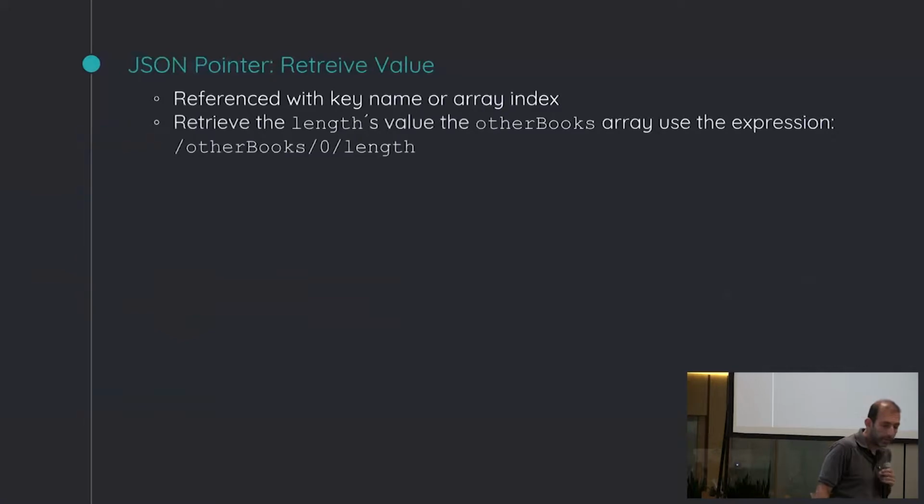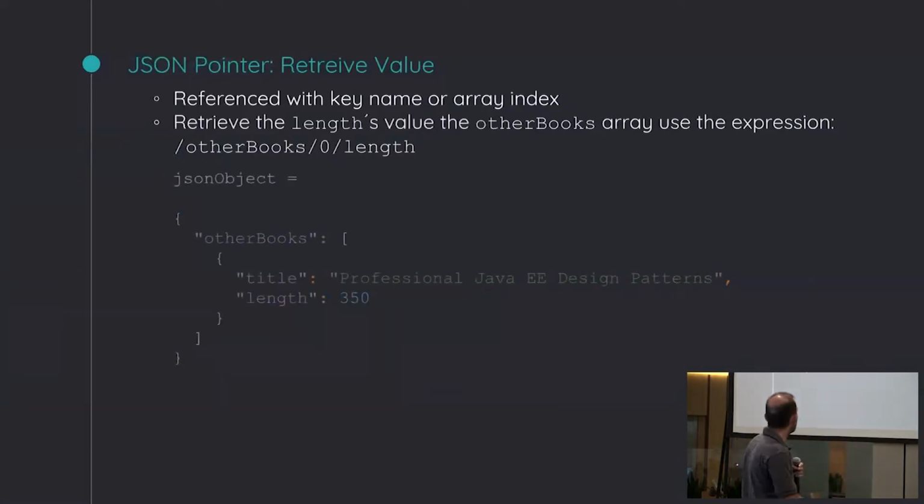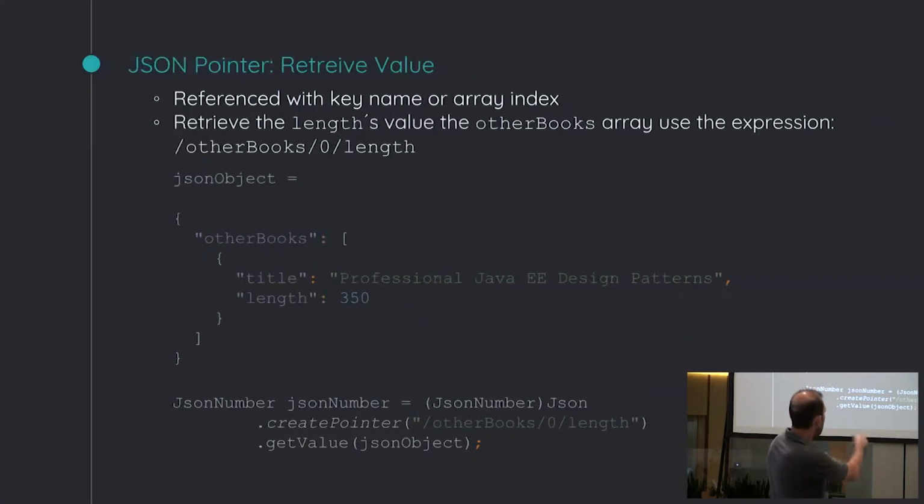Next, let's see JSON pointer retrieving a value. A key and value is referenced with the key name or array index. So to retrieve a value, such as length in this case, in the first element of an array called otherbooks, we need to build an expression like /otherbooks/0, which is the index, /length. And the code snippet here will retrieve the value of 350 by calling the path.